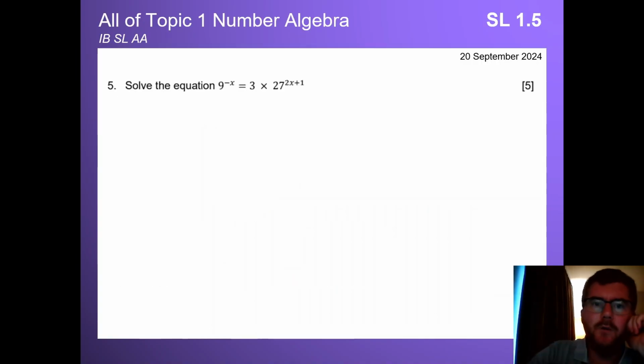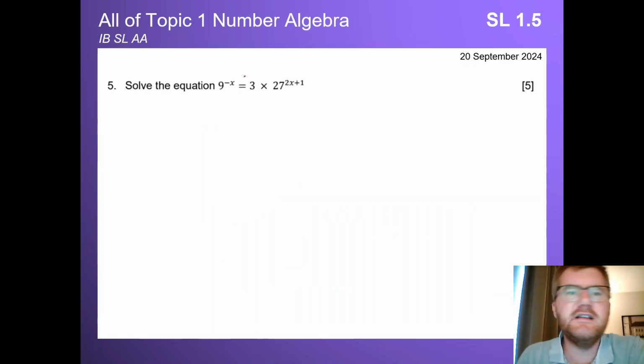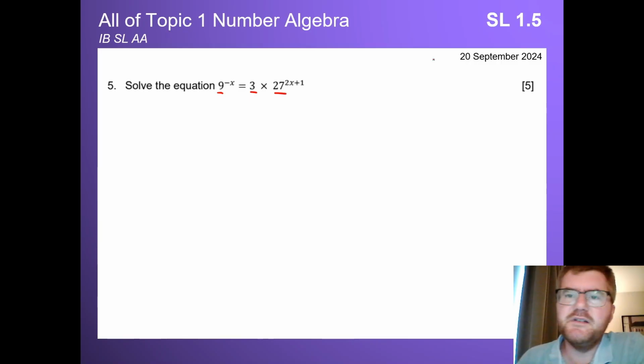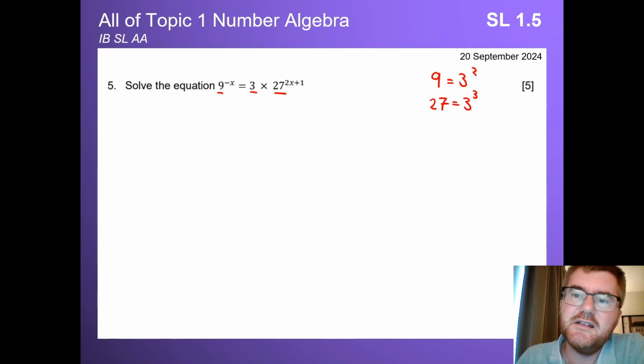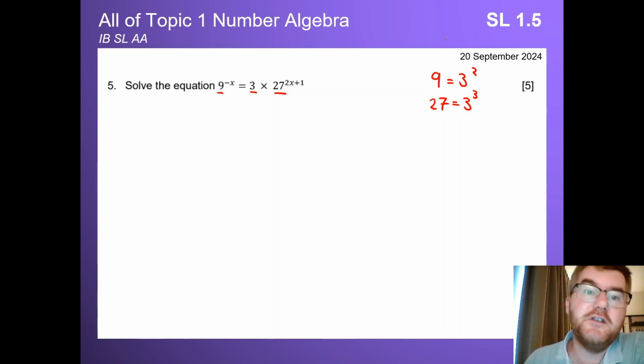So what we're going to do is we're going to be solving an exponential equation. So a reasonably tricky one here. So this is generally a non-calculator question. We want to solve this equation. And the first thing I'm going to notice with an equation like this is that we have a 9, a 3, and a 27. They're very specific numbers. Specifically, 9 is equal to 3 squared and 27 is equal to 3 cubed. So they've set this up where they're all powers of 3 in some way. So the first thing I'm going to do is write everything in terms of the power of 3.